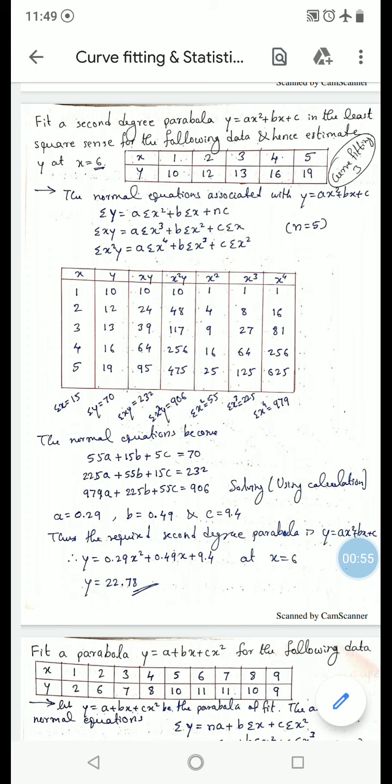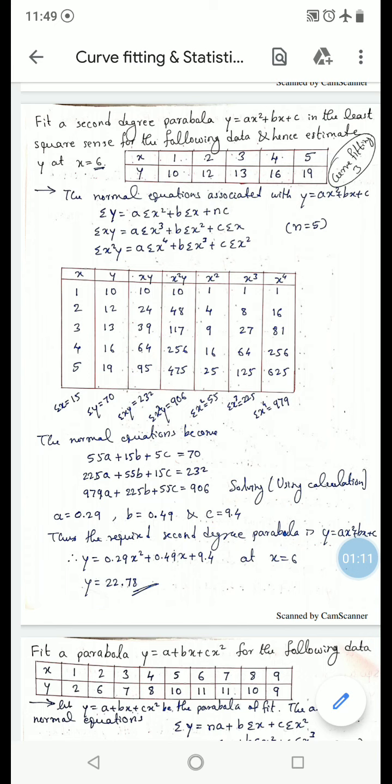Depending on the normal equations, we require summation of y, summation of xy, summation of x square y, x square, x cube, x raised to 4. For this we prepare the table. Here n means the number of terms in x, so n is equal to 5. So let us prepare the table.